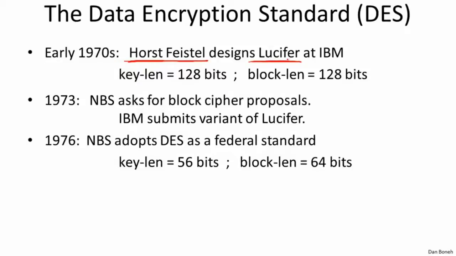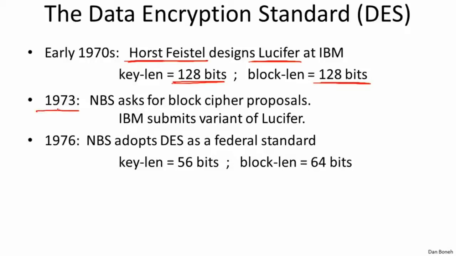Now it's interesting, in fact Lucifer had a number of variations, but one of the later variations had a key length of 128 bits and a block length that's also 128 bits. Okay? In 1973, the government realized that it's buying many commercial off-the-shelf computers, and so it wanted its suppliers to have a good crypto algorithm that they could use in products sold to the government.